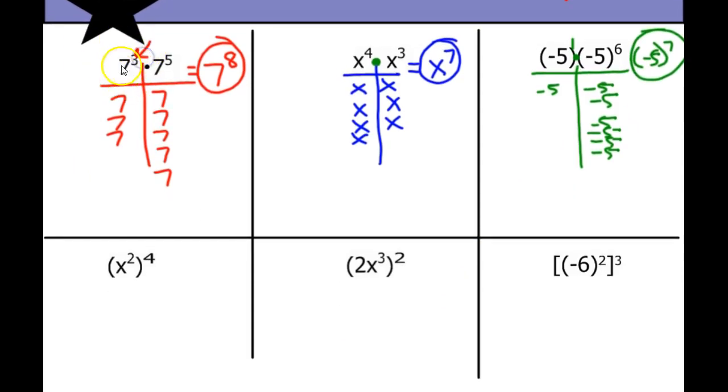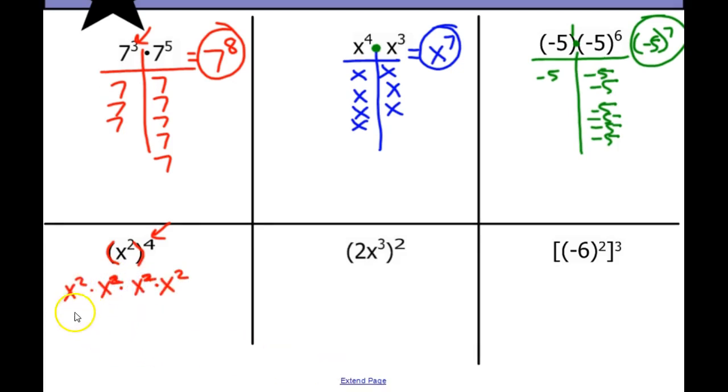So if the exponent tells us how many times to write whatever's there, this outside exponent tells us we need to write x squared 4 times. X squared, x squared, x squared, x squared. So each of these is really 2 x's. 1, 2, 1, 2. So total we have 2, 4, 6, 8 x's, or x to the power of 8.